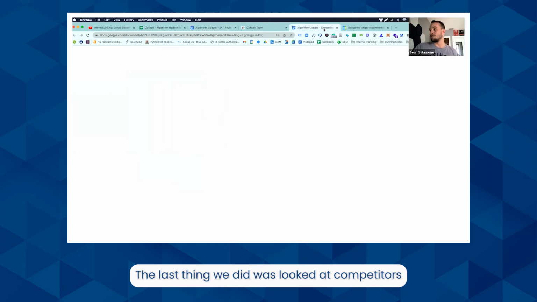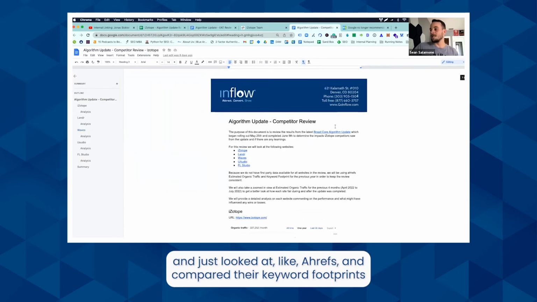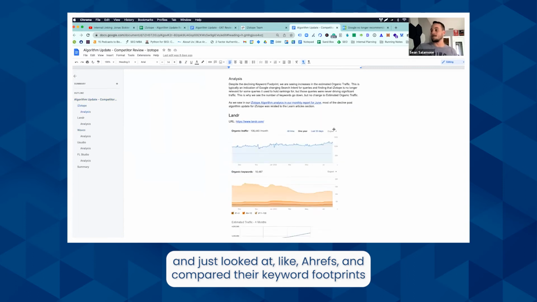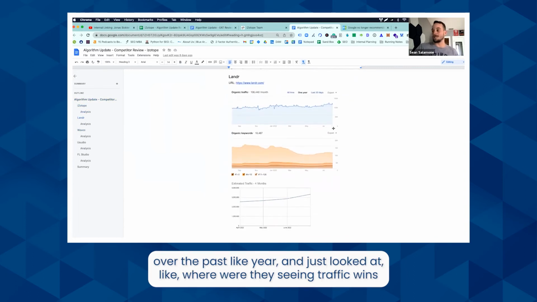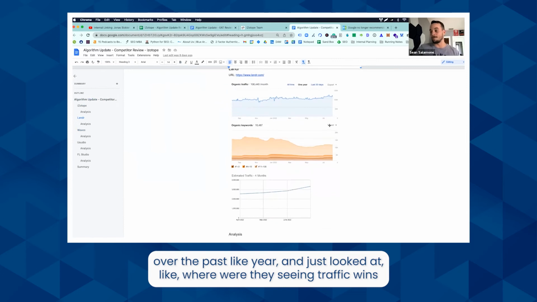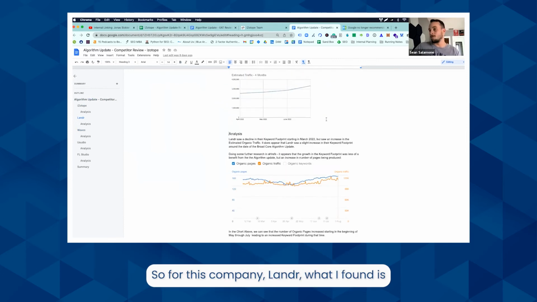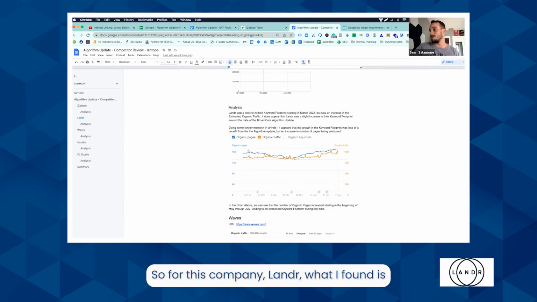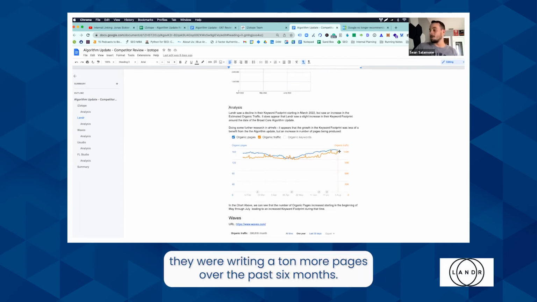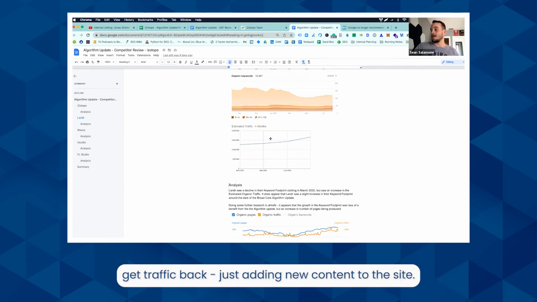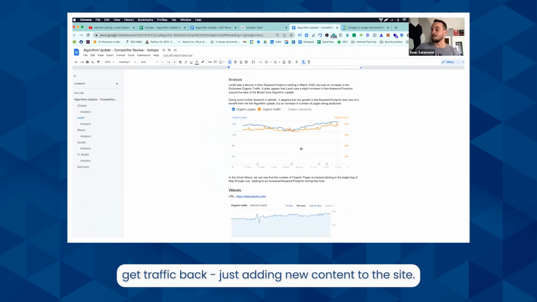Then the last thing we did was look at competitors. I looked at Ahrefs and compared their keyword footprints over the past year and looked at where they were seeing traffic wins and how iZotope can replicate that. So for this company Lander, what I found is they were writing a ton more pages over the past 6 months. From April, it really grew. So that's how they were able to get traffic back, just adding new content to the site.